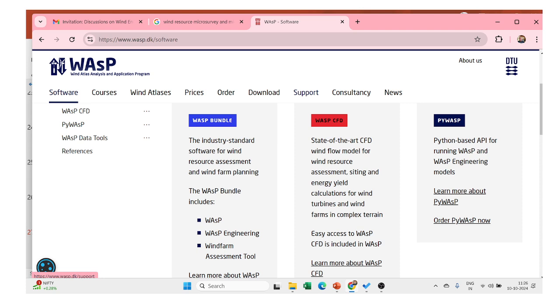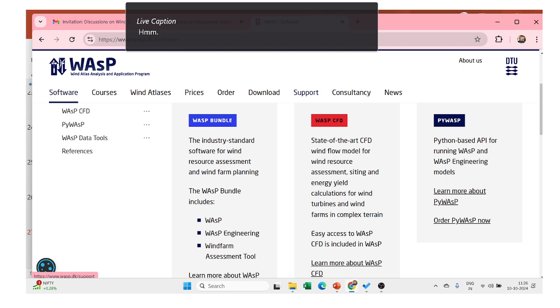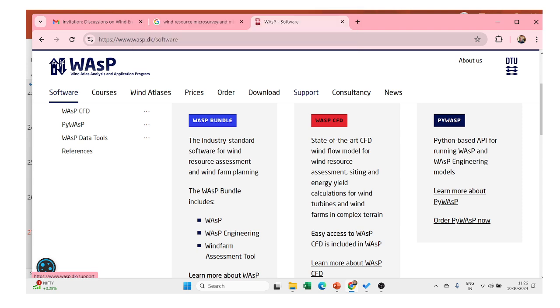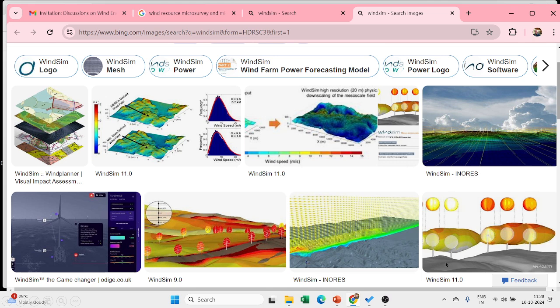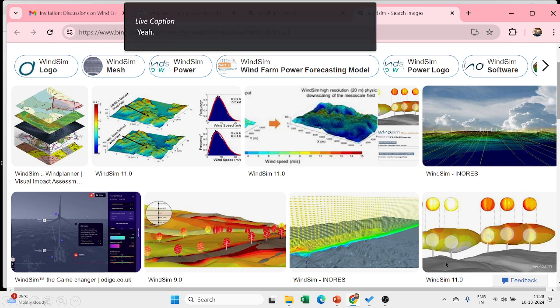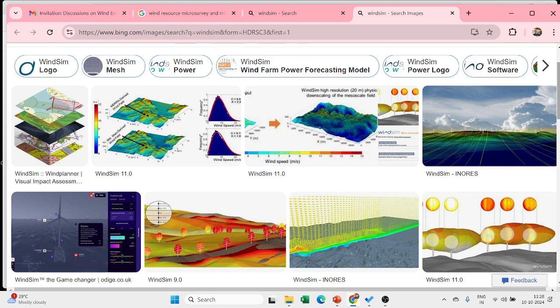They will give you intensive training, and then they will give you support if you buy the software. This is one of the most accepted industry standard software. And then we have what is known as WindSim. This is also another very popular one. It uses geographic information system mapping also. You can visualize the layers like this.